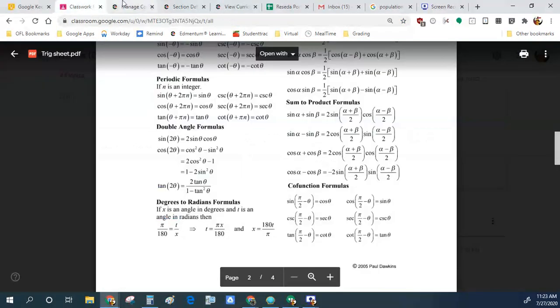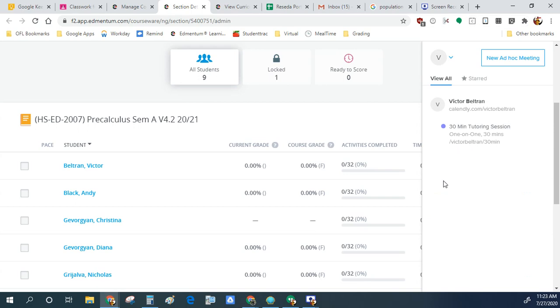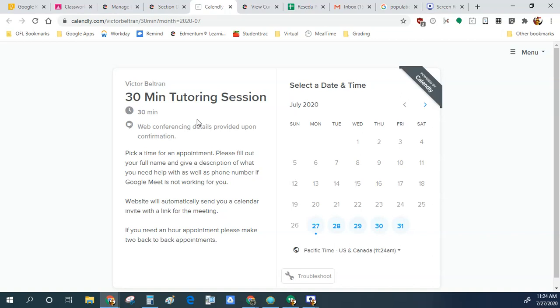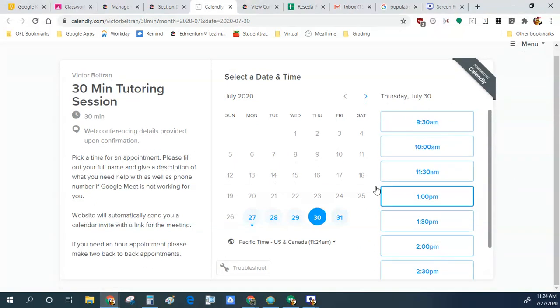And honestly, guys, if you need more help, you can always make an appointment with me. I'll send you all my Calendly on Remind. If you've never made an appointment with me, this is how you can make one. And if you're taking Spanish, you can also make an appointment with me for Spanish too. So let's say you want to make an appointment for Thursday. So you move on to Thursday and you see these are all the times I have available. Or let's say you want one Wednesday before class.